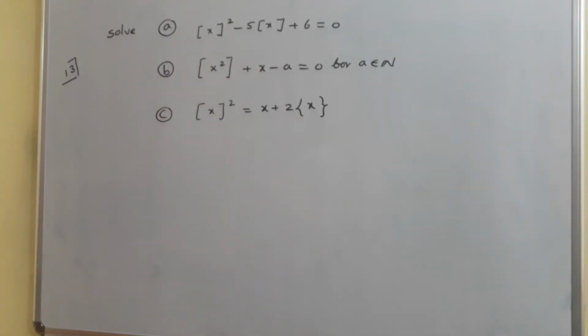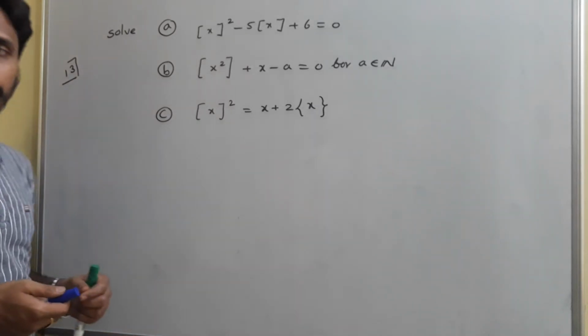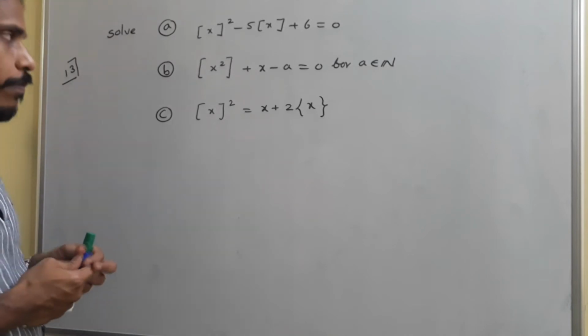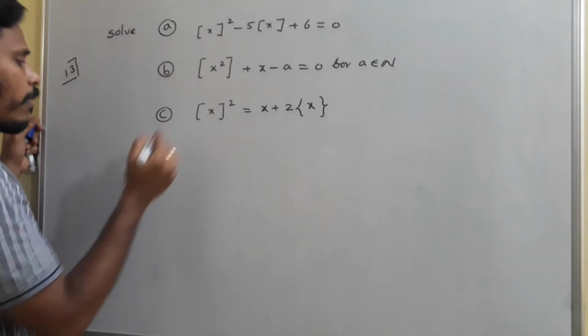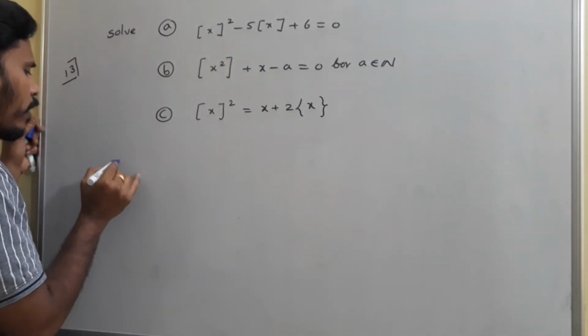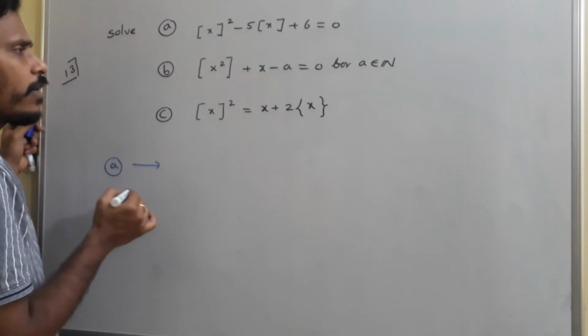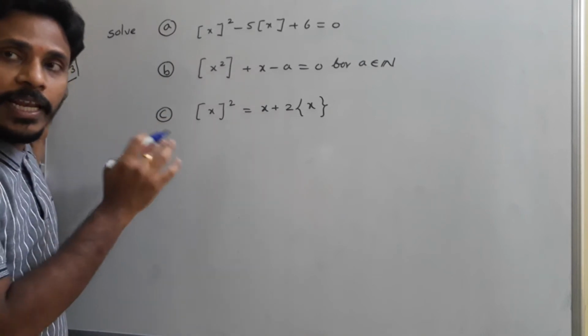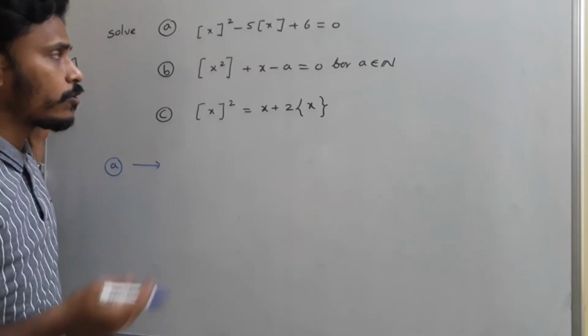Okay, next stretch of problems, 13, you need to solve these three. Now they involve some squares along with the step, right? First of all, think about the first one, A. Among these three, the first bit A is somewhat easy actually. Step x square minus 5 step x plus 6 is equal to 0.